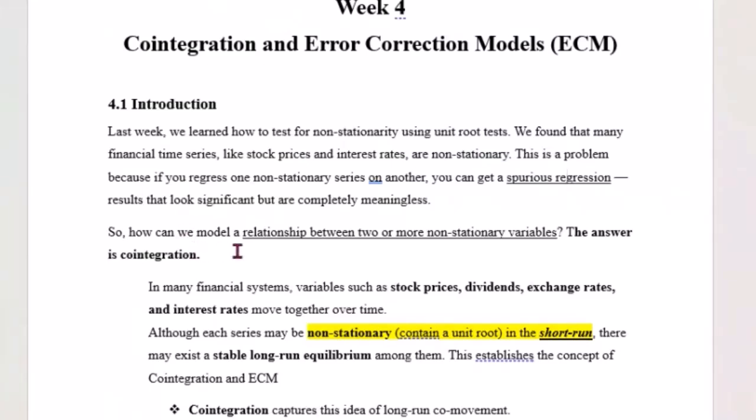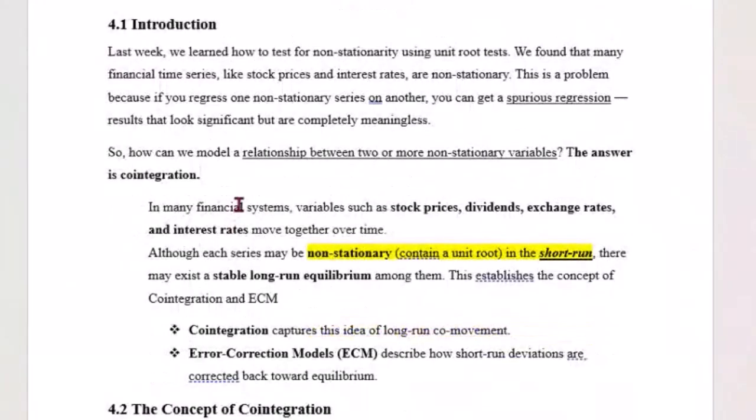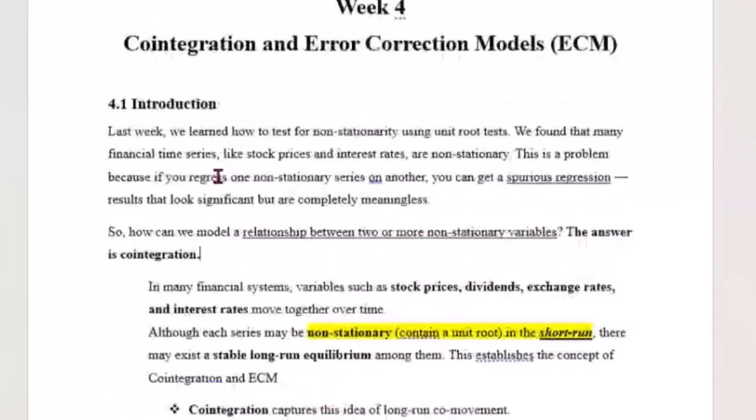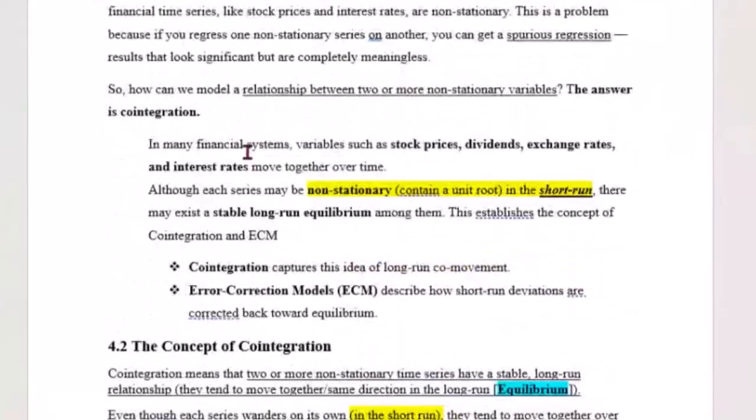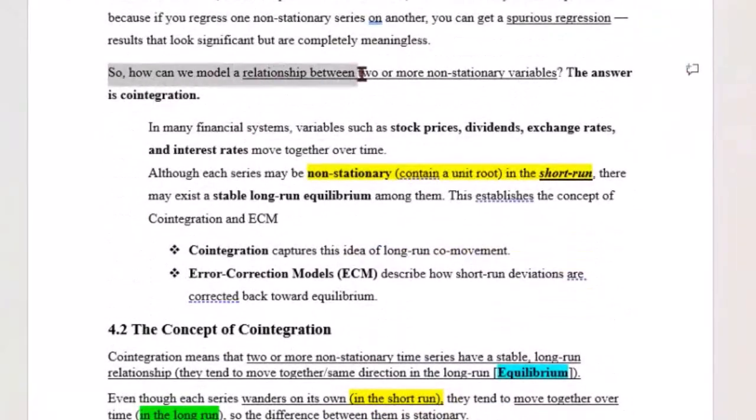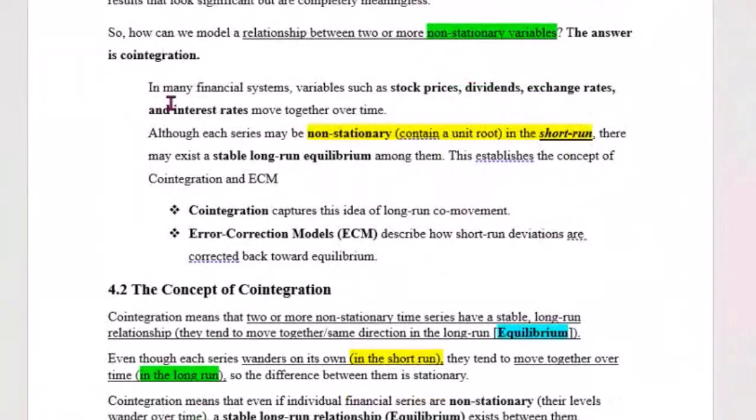So now assume we have 2 or 3 or 4 non-stationary data. How do you deal with such data? This is where the concept of cointegration and error correction model comes in. So how can we model a relationship between 2 or more variables which are non-stationary? The answer is cointegration. So now the question comes: what is cointegration?